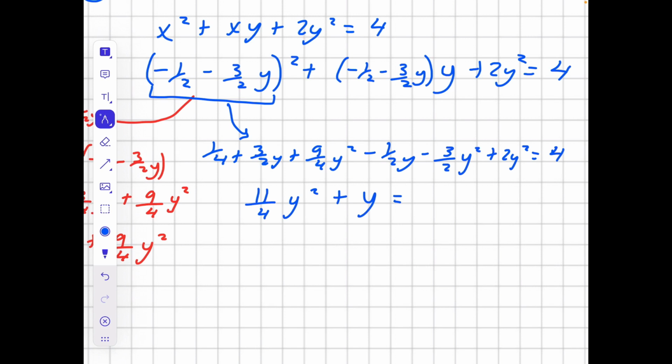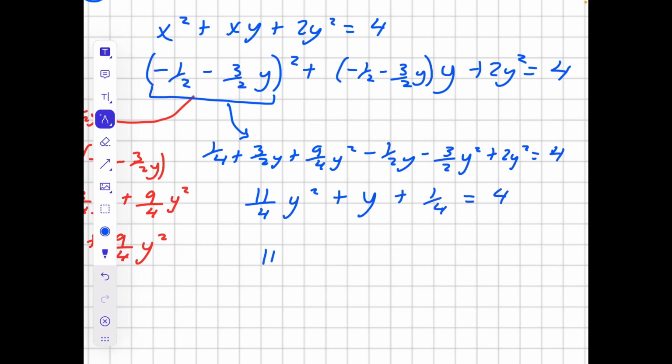Is equal to, and then the numbers. Alright, so the numbers I just have plus a quarter is equal to 4. For this, we're going to end up using the minus b formula.